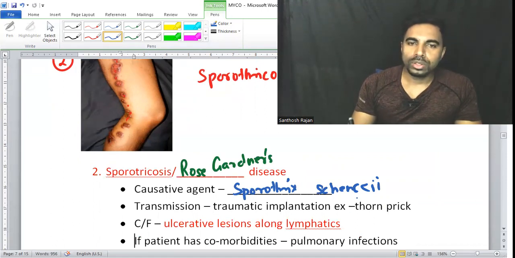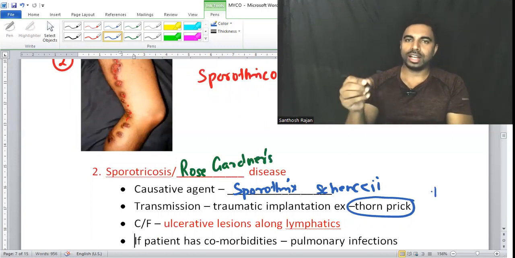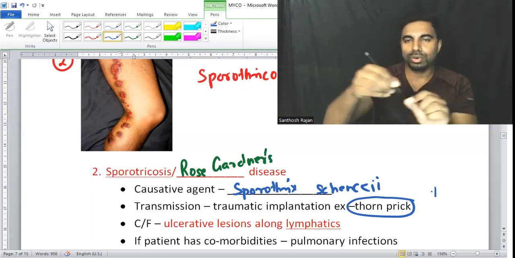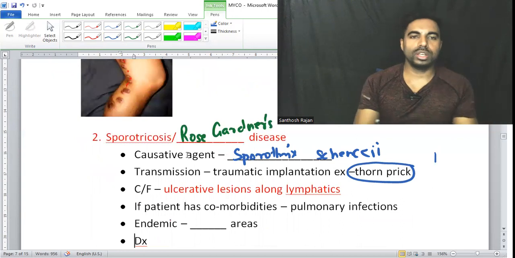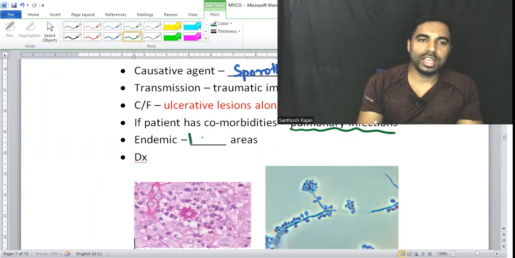The rose plant has thorns, and thorns can prick your hand or your leg, and then it affects the lymphatics, and what happens? It becomes a row of ulcers. So it is an ulcerative lesion along the lymphatics. I showed you the picture. A complication is pulmonary infection. Endemic area is mostly the Himalayan region. This is a question now.